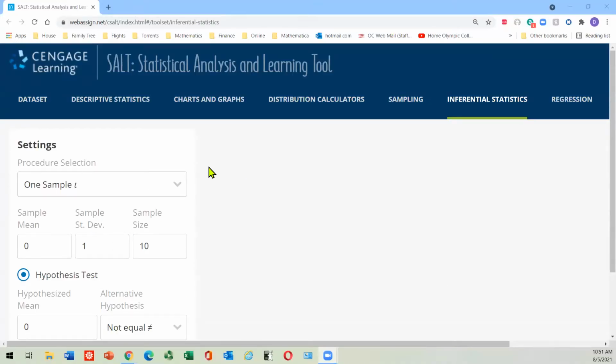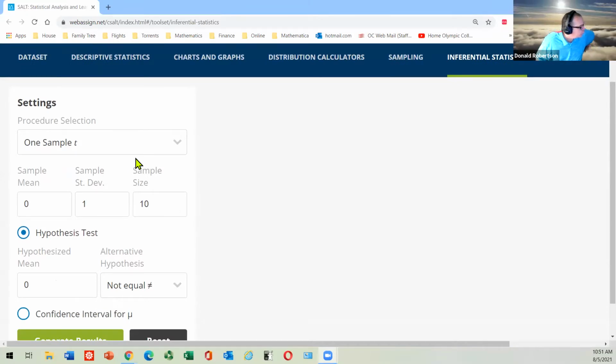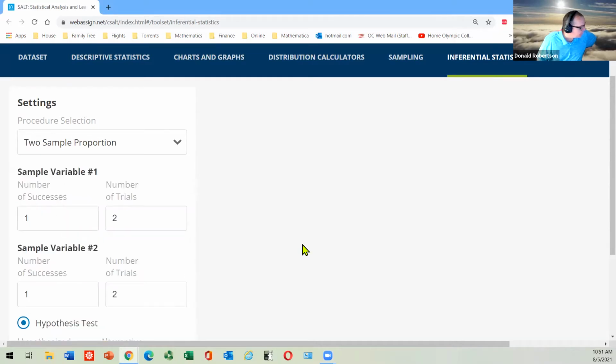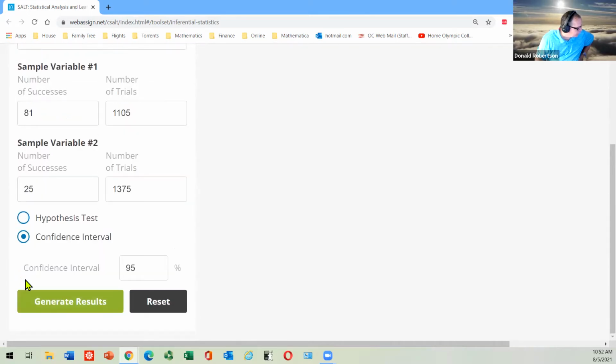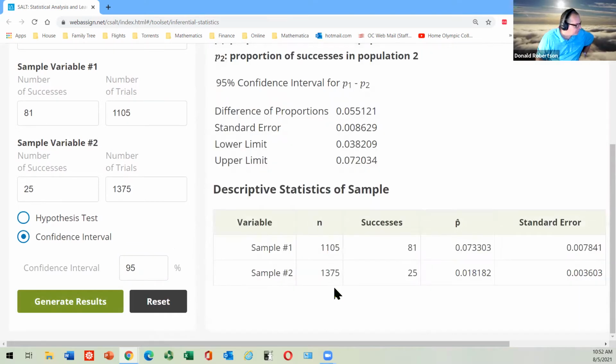Yeah. Okay, so when you are doing the difference in two proportions, you go up here and make sure you pick two sample proportion. In this question, the snorers were 81 out of 1105. So they count success as snoring and number of trials as how many people it was out of. For the non-snorers, there were 25 of them out of 1375. Then you click confidence interval, and whatever one they ask, in this case 95, and hit generate results.